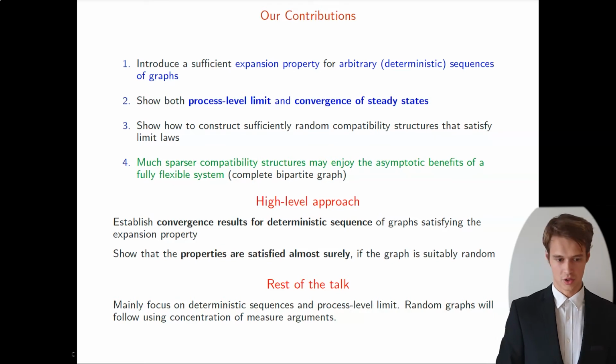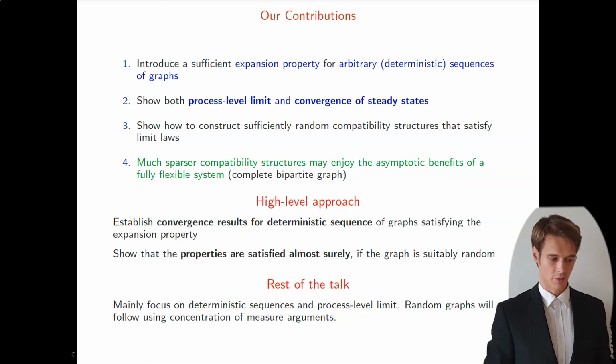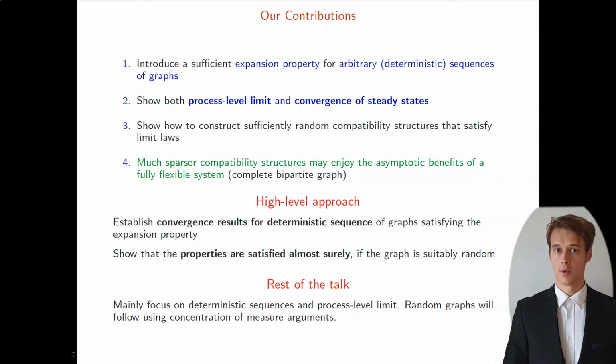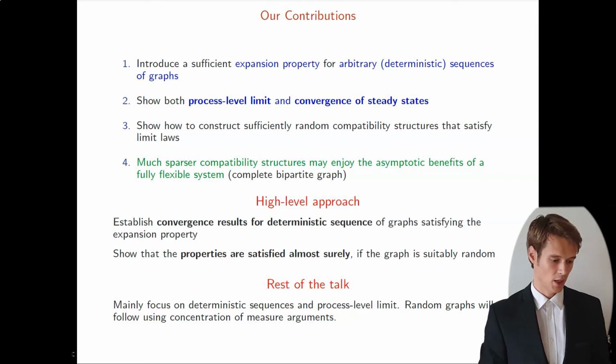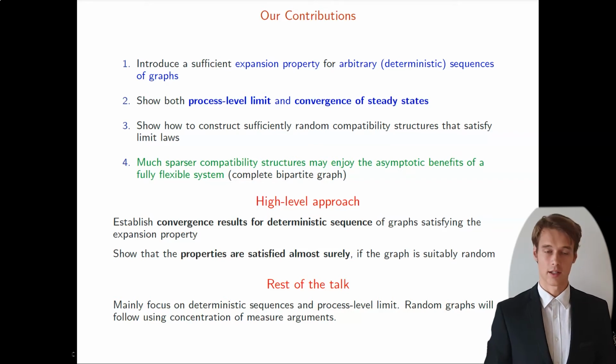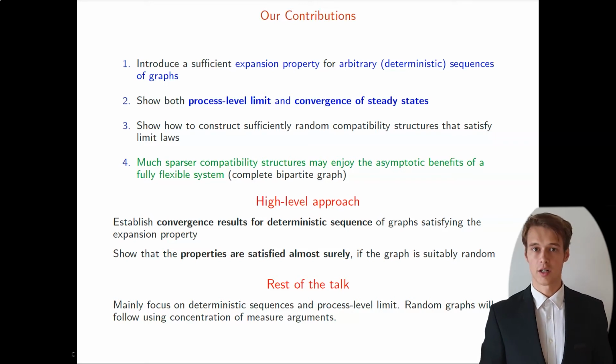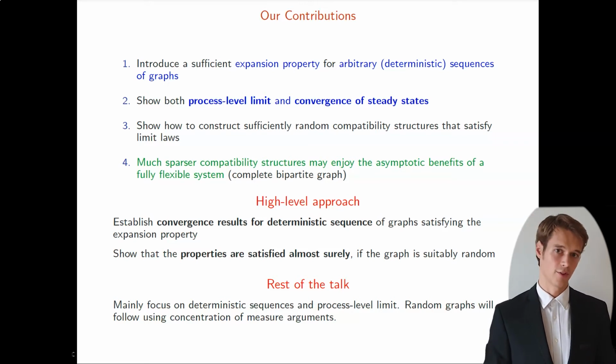Today I'll mainly focus on the process level limit and the deterministic sequences. We'll briefly touch on how to construct a graph that is suitably random, but due to the length I can only focus on the process level limit. The paper of this talk is actually on arXiv, so feel free to have a look at that if you're interested.